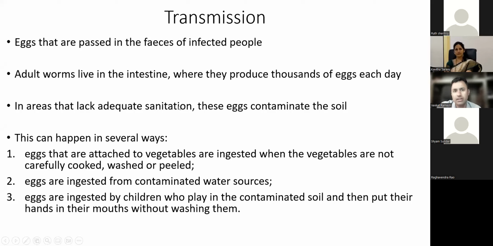And again, the cycle continues because they are, at least in cases of Ascaris and whipworm, ingested. So eggs are ingested in a couple of ways. They are attached to vegetables when vegetables are not carefully cooked, washed, or peeled, or contaminated water sources, or children who play in the soil, they may ingest these eggs.